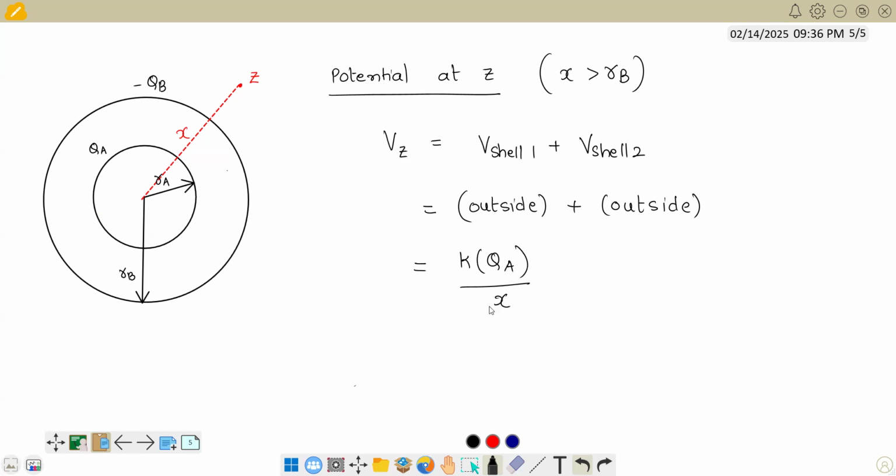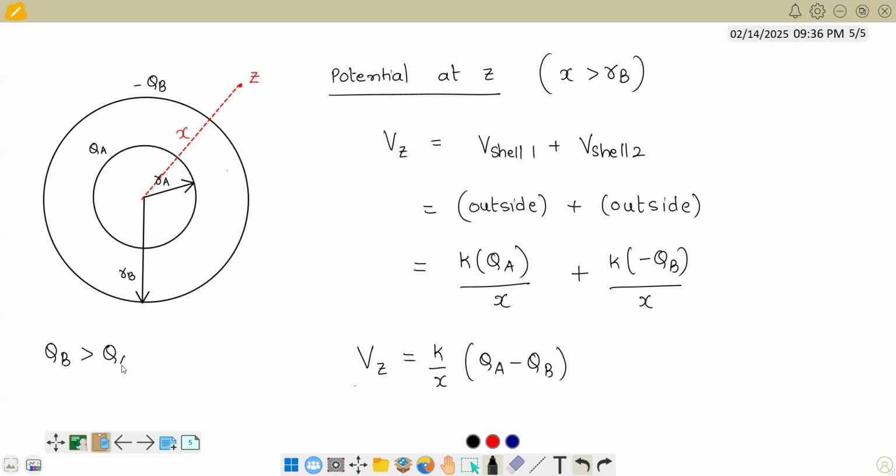X is a variable, understood? So you can substitute any value, plus K into minus QB divided by X. So we basically get K by X into QA minus QB. The author has clearly given that QB is greater than QA. The magnitude of QB is greater than QA. That means this whole value would be negative.